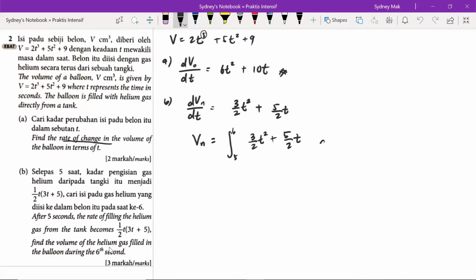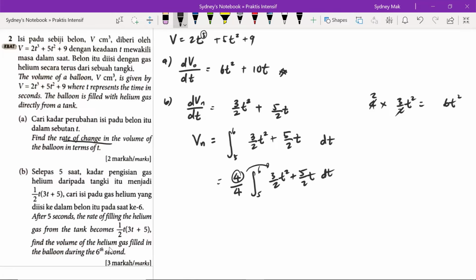But then how is it related to the original volume? So let's look at 3 over 2 t squared. How do we get 6t squared? We multiply with 4, right? When we multiply by 4, we will get 6t squared. So we shall multiply by 4, but over 4, so that we will not change the equation. The moment we multiply this in, we will get 1 over 4, integrate 5 to 6, 6t squared plus 10t dt.